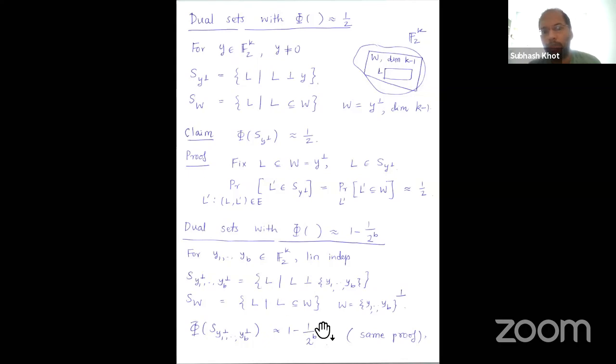I hope this is clear, because if you take any vertex L in this set, L is already orthogonal to y1 to yb. You move from L to L prime by adding one extra random vector, or degree of freedom, outside. If that extra vector outside is called z, what's the probability that z is perpendicular to y1, y2, up to yb, all of them? It will be exactly 1 over 2 to the b. So with probability 1 over 2 to the b, L prime will fall outside of this set. So the expansion of the set will be 1 minus that, so 1 minus 1 over 2 to the b.